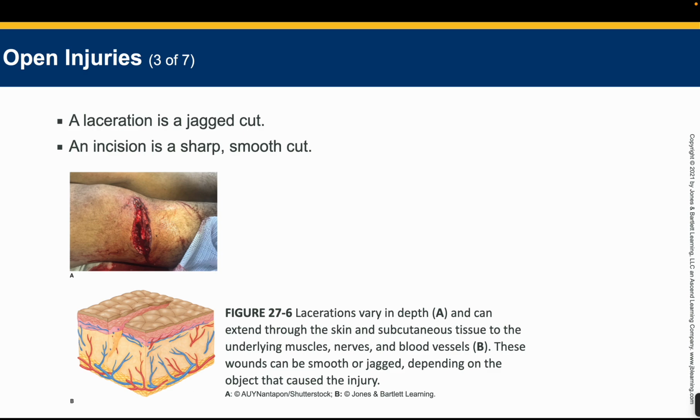Now, here's where this matters clinically. Lacerations can vary quite a bit in depth, and some can extend down into the muscle, nerves, or blood vessels. So don't just assume it's minor just because it's just a cut. And depending on what caused the injury, these wounds may be messy, contaminated, or bleed significantly. So your focus is control the bleeding, assess how deep it might go, and protect the wound. Because even something that looks straightforward on the surface can involve deeper structures underneath.